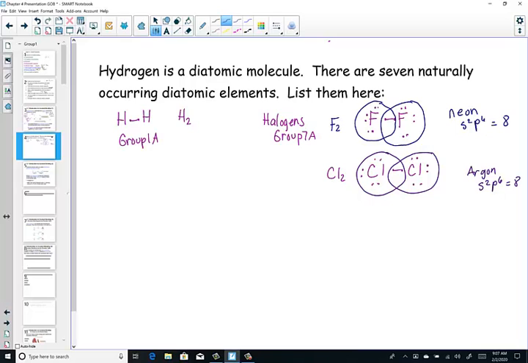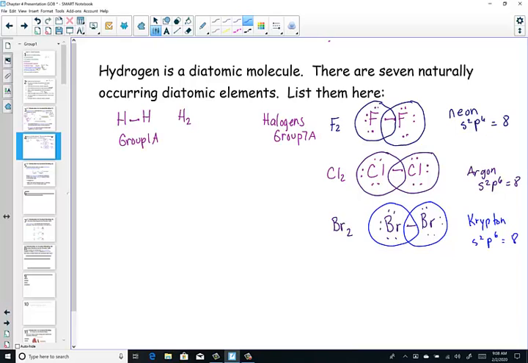Underneath chlorine lives bromine. Bromine also has 7 valence electrons. Are you drawing these with me? You should be. Put these into your notes. Bromine is a diatomic molecule, and so when I see its shared pair, I can now see 8 electrons around the bromine. It has now become like krypton, and krypton with its s2p6 configuration, giving bromine 8 valence electrons by sharing a pair of electrons.